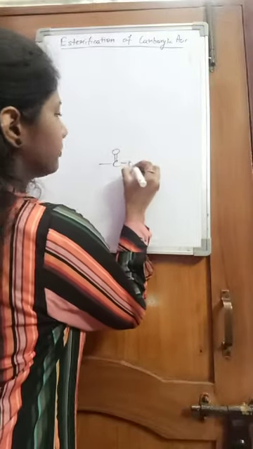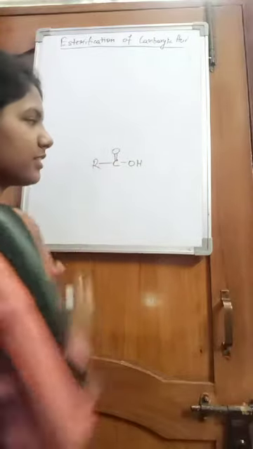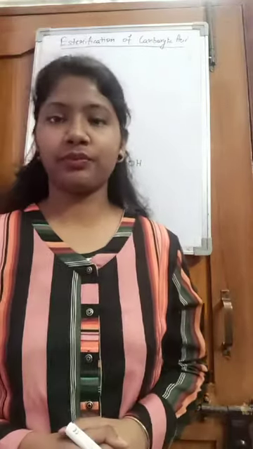Good morning, students. Today we are going to study the esterification of carboxylic acids. We already know what carboxylic acids are. They have the functional group C double bond OH, right? They are carboxylic acids and they are acidic in nature, right?